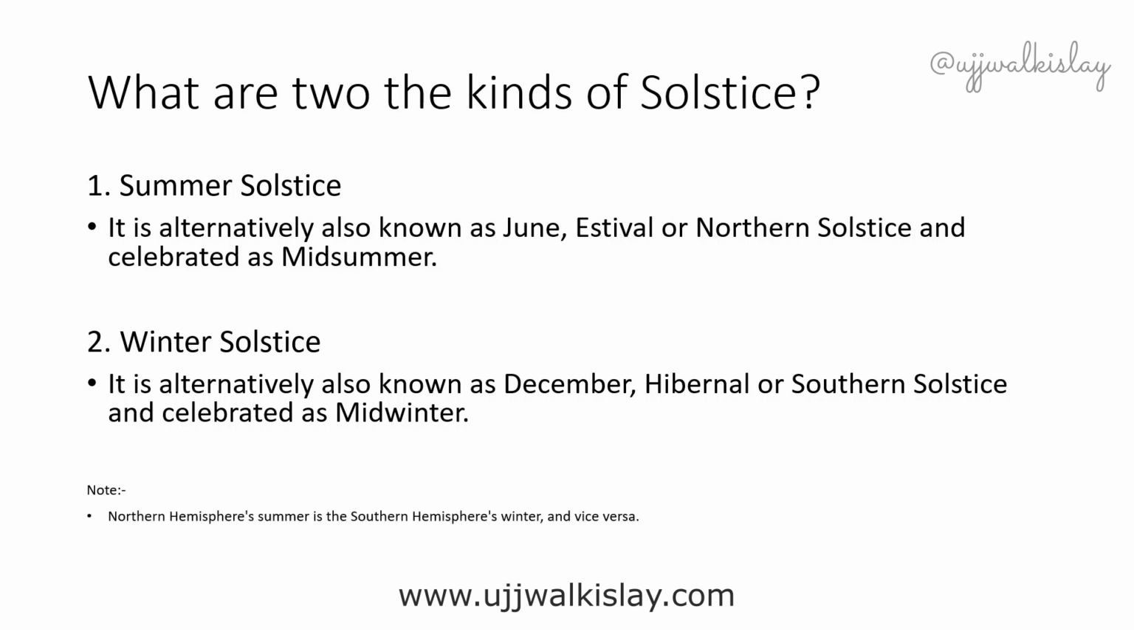Please note that the seasons in the north hemisphere and the south hemisphere are reverse of each other. That is, when it is summer in the northern hemisphere, it is winter in the southern hemisphere, and vice versa. Hence, the occurrence of solstice and equinox are also reversed. Here we are talking in terms of northern hemisphere.